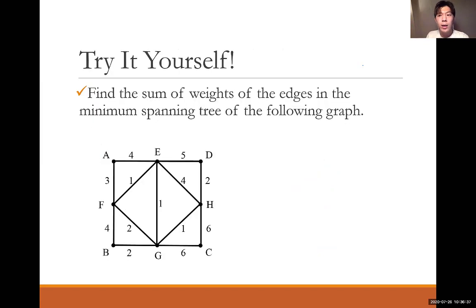So I have an example, and this is actually for all of the students, as we have introduced two different algorithms for this question. So everyone can try to solve this question. And if you have the answer, you can simply unmute yourself and tell me what your answer is. You can use either Prim's algorithm or Kruskal's algorithm.